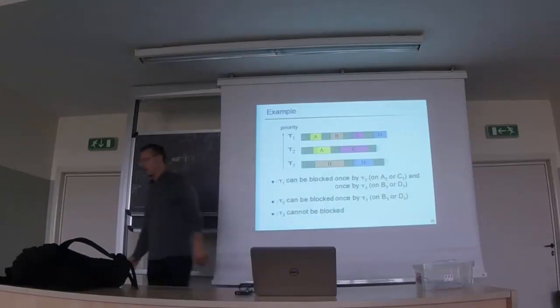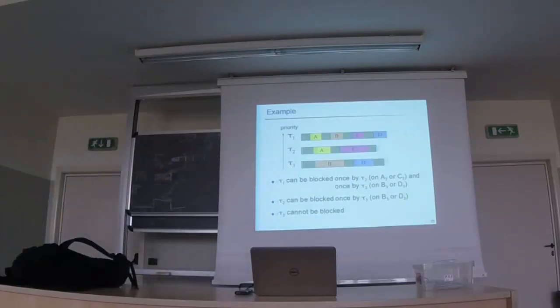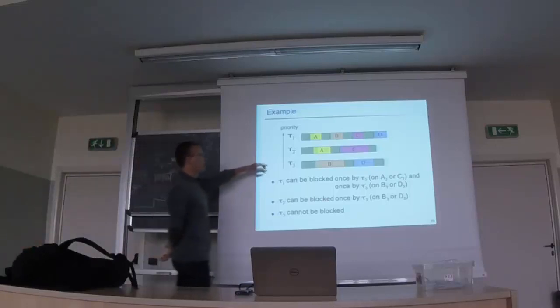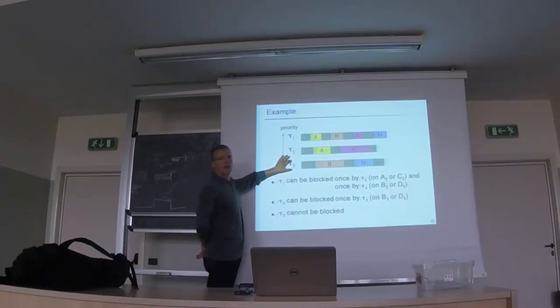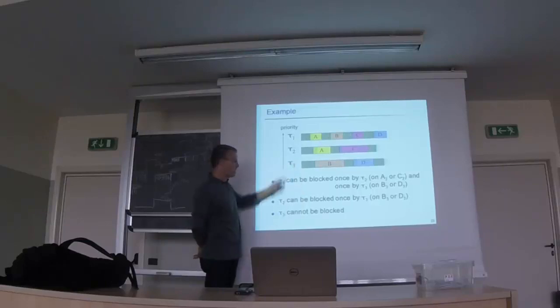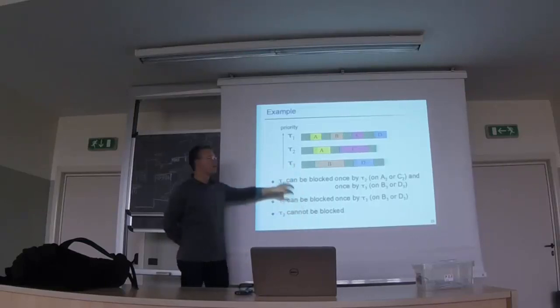Let's see an example here, just to clarify why this holds. So we have 3 tasks. A high priority one which accesses all 4 resources, A, B, C, and D. A middle priority one which accesses A and C, and a low priority one which accesses B and D. So let's start from the lowest priority one. I can be blocked only if I have some semaphore shared with some lower priority task. I don't have any lower priority task, so tau 3 can never be blocked.